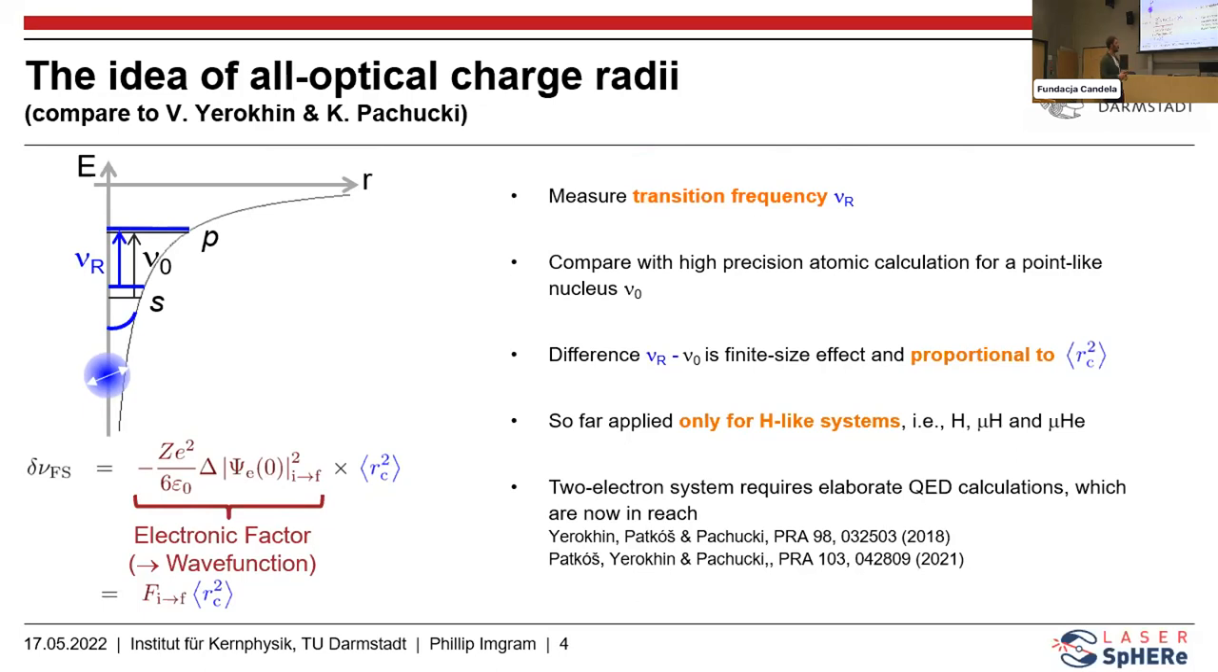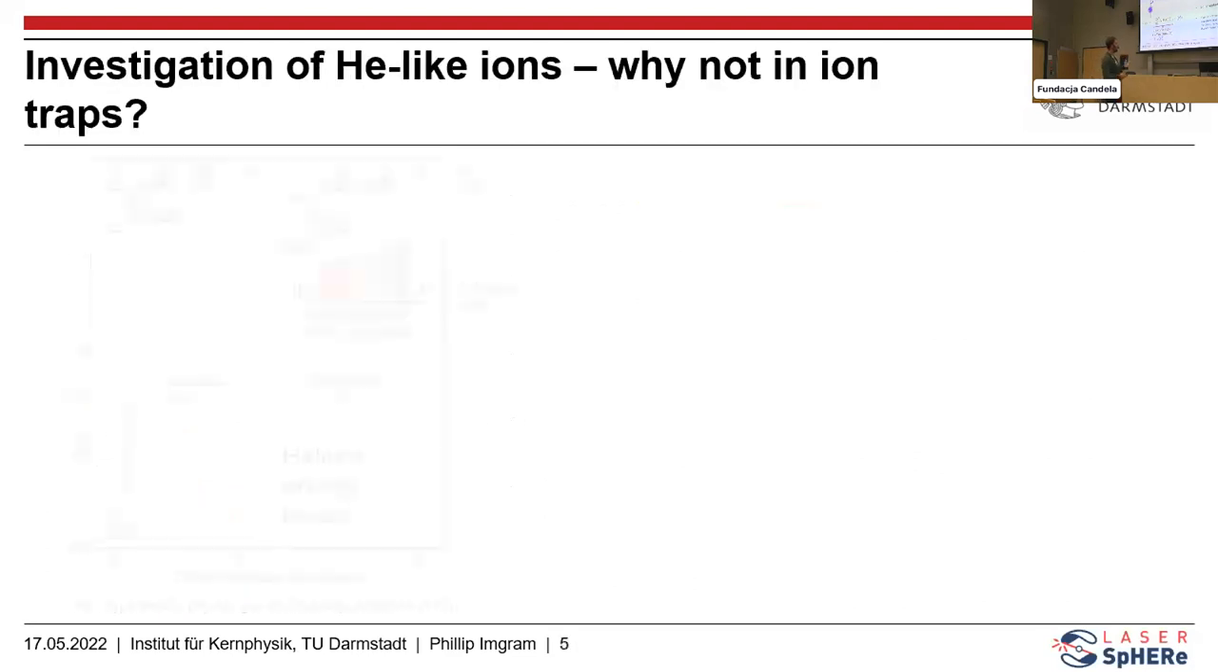Unfortunately, this has been so far only applied for hydrogen-like systems, as we heard before. But this is also, I think, what Vladimir will talk about in the next talk. It is now in reach. The QED calculations are now in reach to also get this to the level of two electron systems. So we are talking now about helium-like systems, helium and helium-like systems.